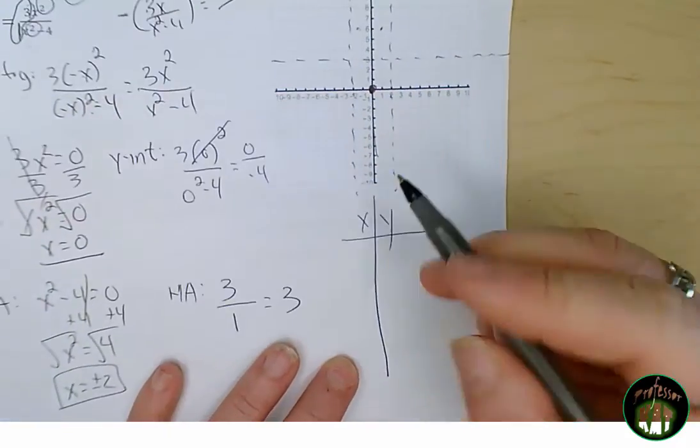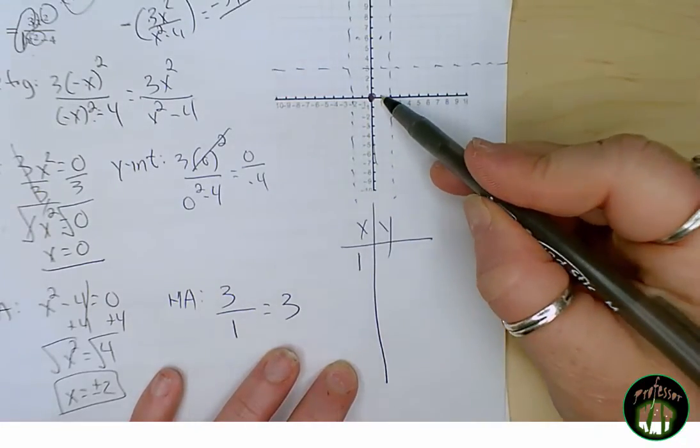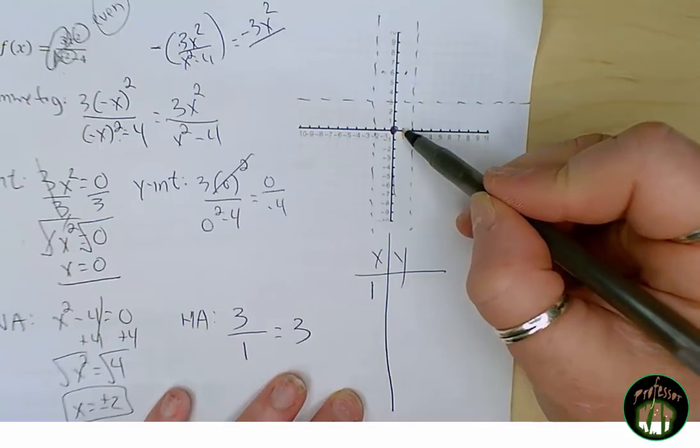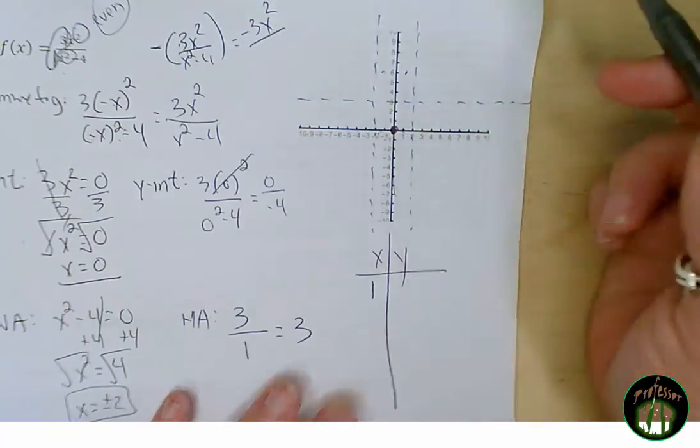All right, so I'm going to make an XY table. And the first point I'm going to plug in is a positive 1. Do keep in mind that with our symmetry, whatever point I find on this right side, I can mirror it here on the left side.